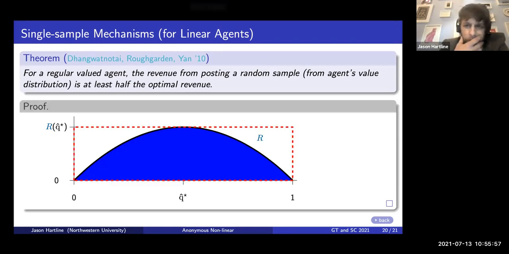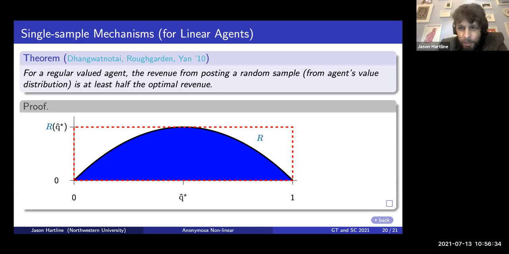And so I want to draw a picture of what this is saying. If I look at my revenue curve, R of Q, it's a concave function. That's what regularity gives you. And the revenue from posting a random price from the distribution is just the expected value of the revenue curve from a uniform random quantile, which is equal to the integral of the revenue curve, i.e. the area underneath the revenue curve. So the revenue from posting a random sample is the area given in blue in this picture.